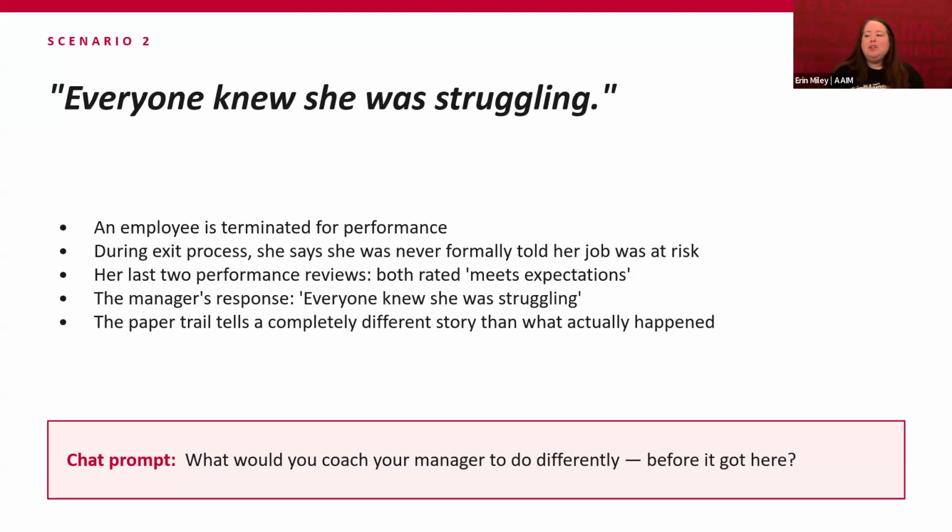The manager's response, everyone knew she was struggling. The paper trail says a completely different story than what was actually happening. Her last two reviews were meets expectations, not struggling, not on notice, meets expectations. The manager isn't lying when he says everyone knew she was struggling. The problem is the documentation doesn't say that. And in an employment dispute, the documentation is the reality. So, with that, what do we think here? What would you coach your manager to do differently before it got here?